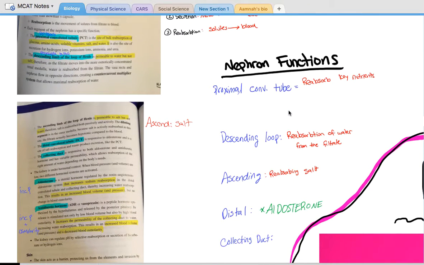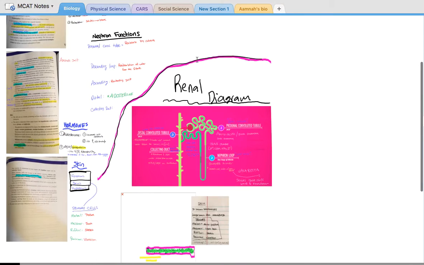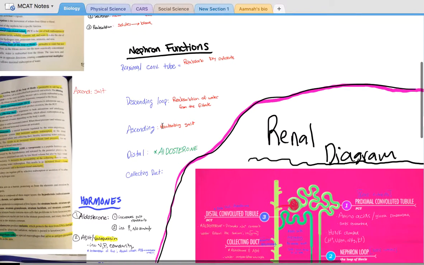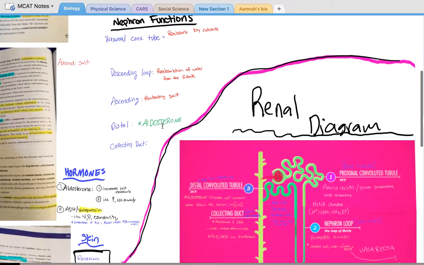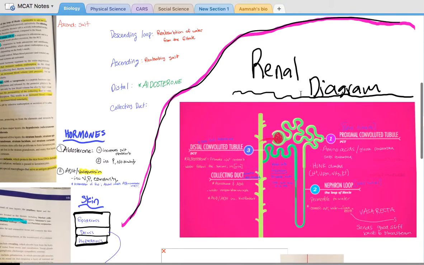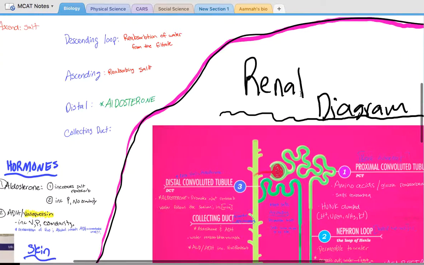The nephron is the functional unit of the kidney. So you've got the proximal convoluted tube, descending loop, ascending loop of Henle, and distal convoluted tube. So here we go. This is the diagram right here.